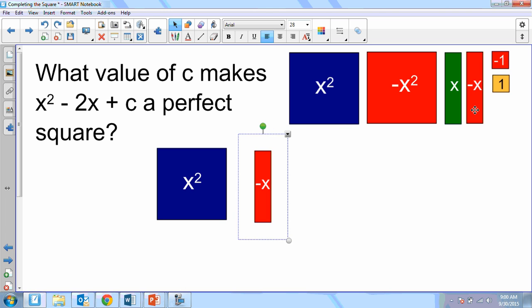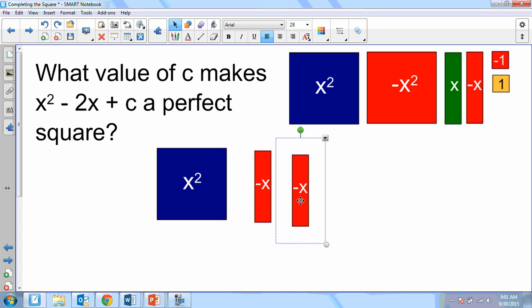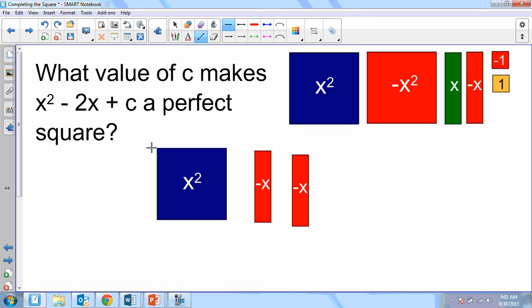So we're looking at these guys. And those are the only ones that we're concerned with at the moment. And again, we want our bounding box so we can figure out what the dimensions of this guy is when we're all said and done. So we want to line up our x squared in the corner. And we're going to make a perfect square.